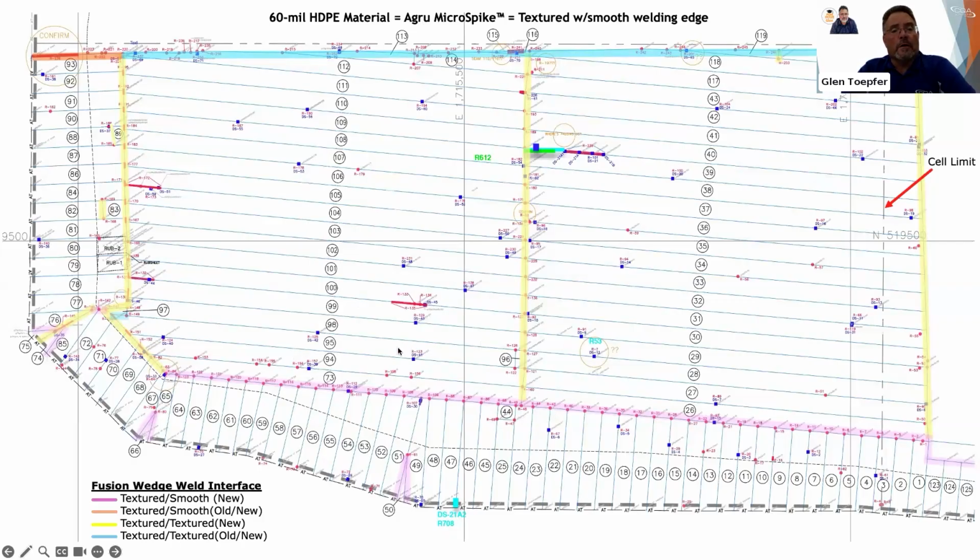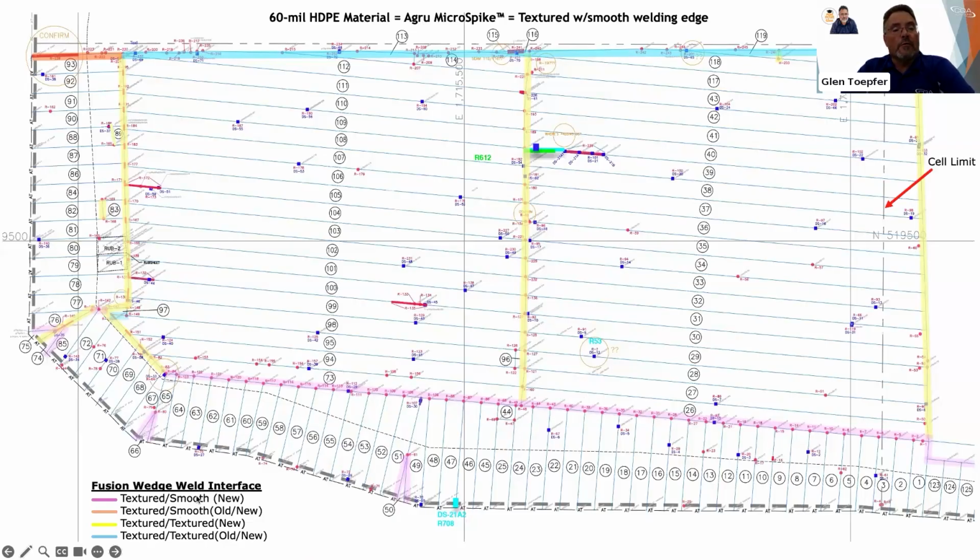I colored in, highlighted different colored seams here. These purplish colored ones were textured to smooth, so you have that along your tie-in and some other seams. And the installer did a good job there. They put down their floor panels and they deliberately and intentionally put the smooth welding edge there, so they were only welding one textured component instead of two textured components together. And I think they did that because they get better quality welds.